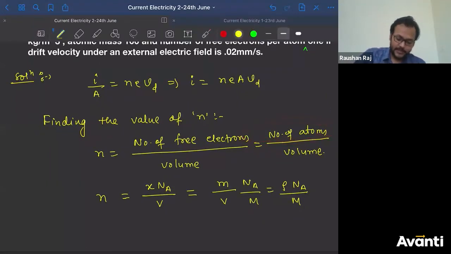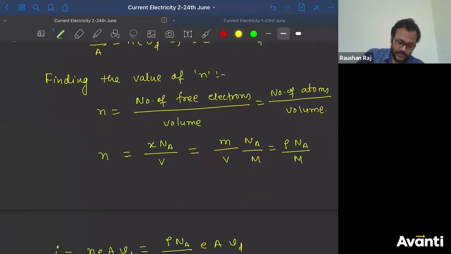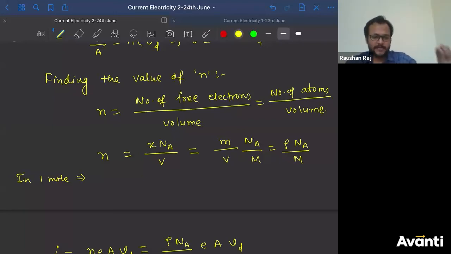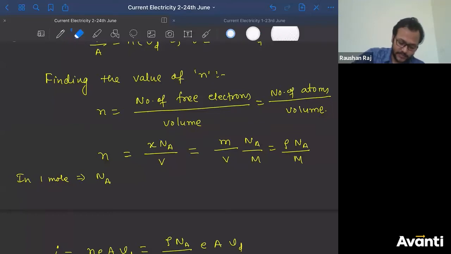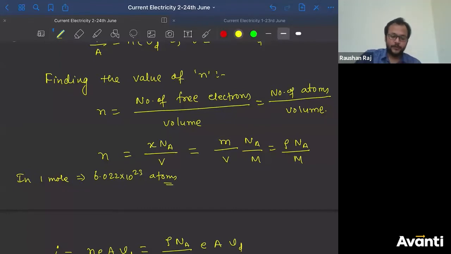So how will I get this number of atoms? We know that in 1 mole, I am telling the basics, if you don't know even this then pay a little attention. In 1 mole, tell me how many atoms will be present. In 1 mole, how many particles do you consider? The value of Avogadro number, right? How much is it? It is called Na, and it is 6.022 into 10 to the power 23 atoms. So in 1 mole, these many atoms are present.